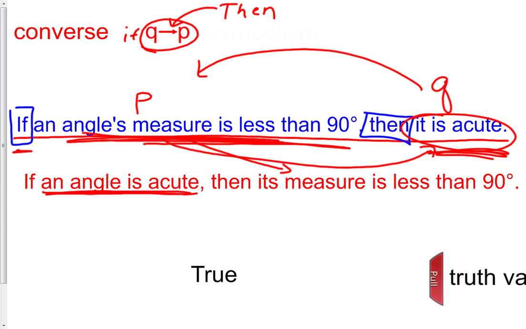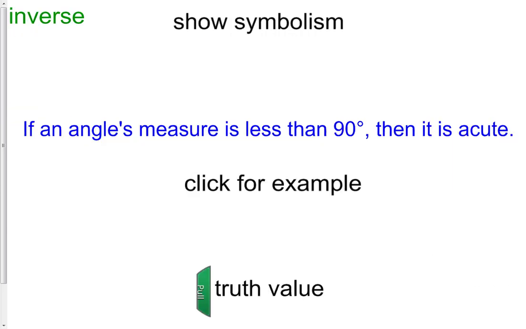So then, of course, the conclusion, its measure is less than 90. That is a true statement. So the conditional statement, if P then Q. The converse, you just switch around the order. If Q, then P. Next, we're going to talk about the inverse.